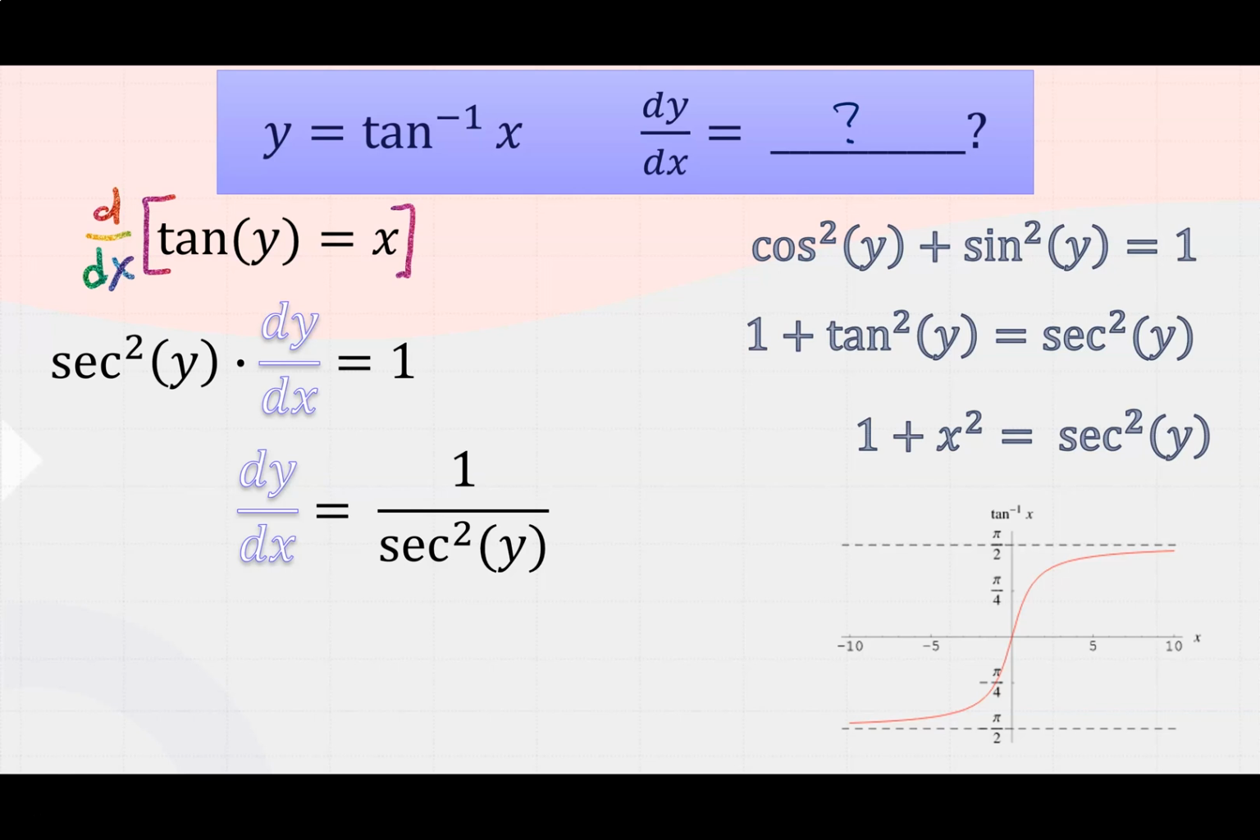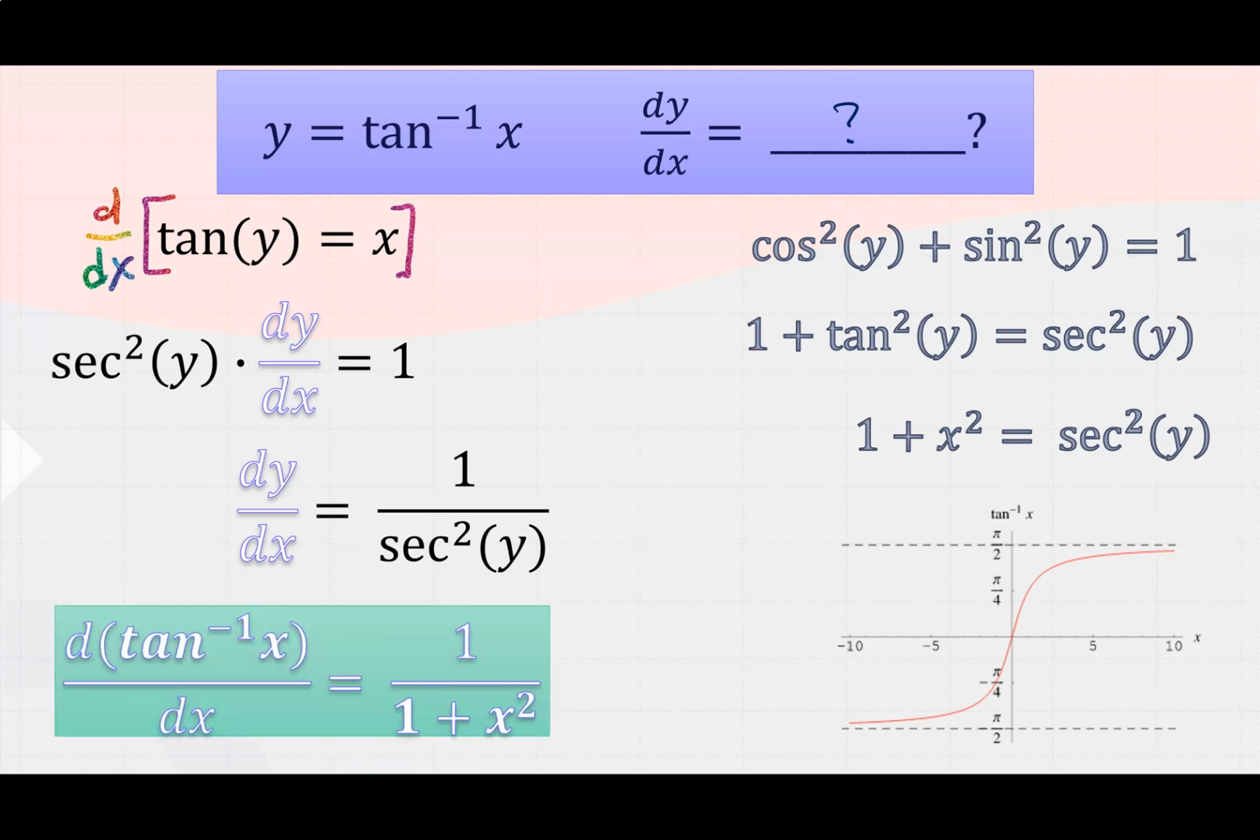So we would say the derivative of inverse tangent of x is 1 over 1 plus x squared. And that is it.